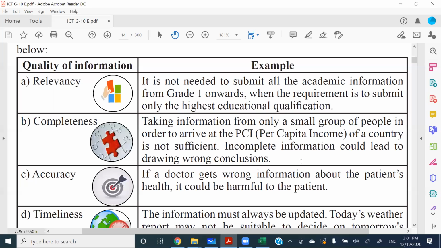The first one is relevancy. The relevant, right? So look at the example. It is not needed to submit all the academic information from grade 1 onwards, when the requirement is to submit only the highest educational qualification. If you are asked what your highest educational qualification is, you don't need to give all the details of everything you have done from grade 1 up to this point, right? You can say I'm a grade 10 student now, so I'm qualified up to grade 10.